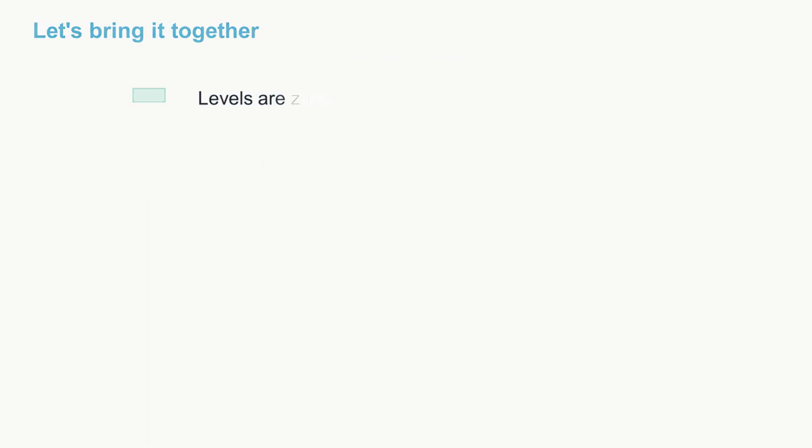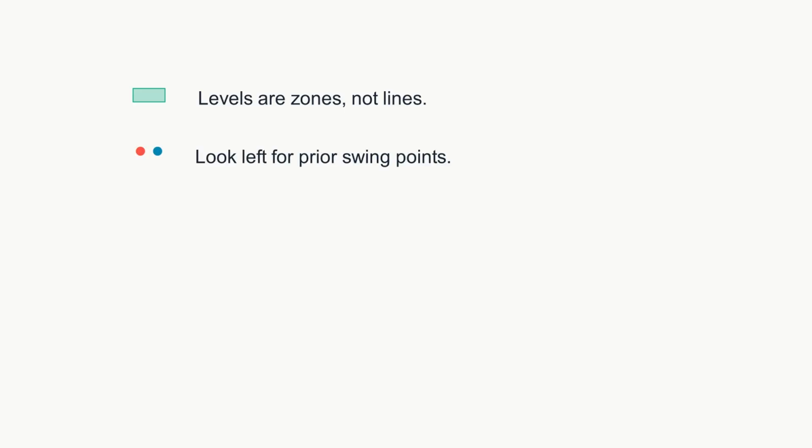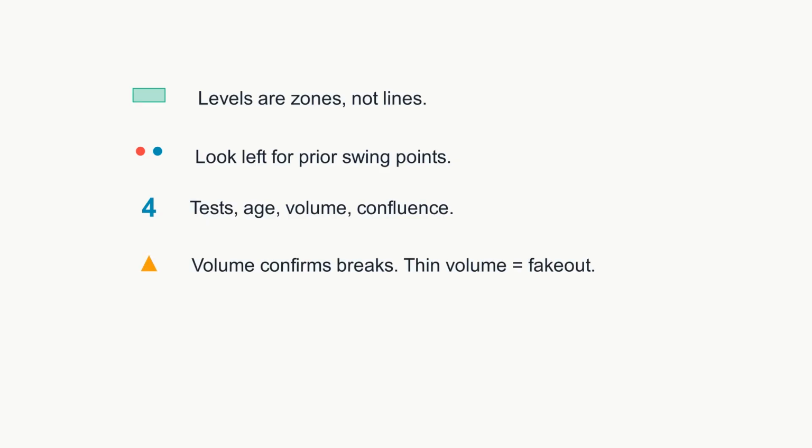Let's bring it together. Levels are zones, not lines. You find them by looking left at prior swing points. Their strength comes from tests, age, volume, and confluence. When they break on volume, the move accelerates. When they fail on thin volume, it's a fake out. And when they flip, the floor becomes the ceiling.